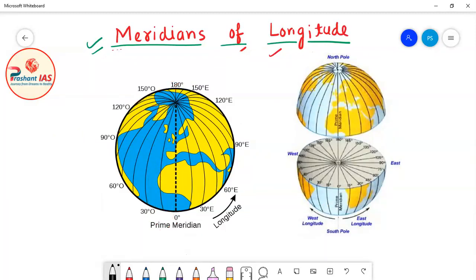So friends, now let's see in total how many meridians of longitude there are. Okay, so what happens, friends? I have just told you how many meridians of longitude there are. So how many meridians of longitude can we draw? 180 meridians of longitude in the east direction. Okay, similarly, I have told you that we can draw 180 meridians of longitude in the west direction. Okay, so 180 in the east direction and 180 in the west direction.